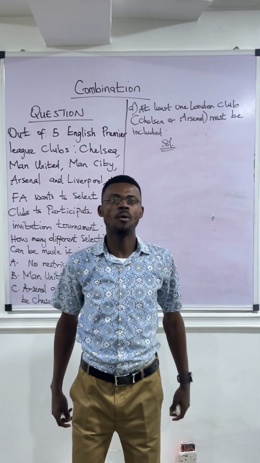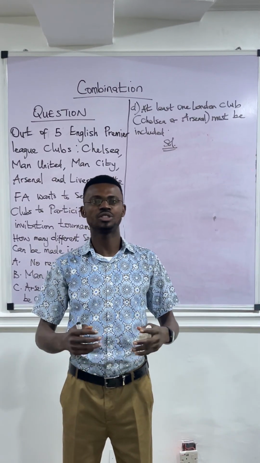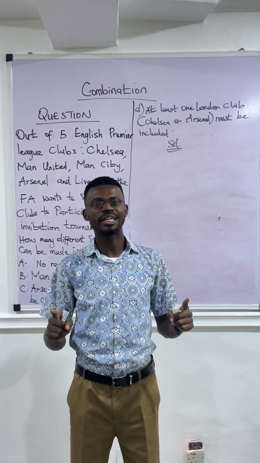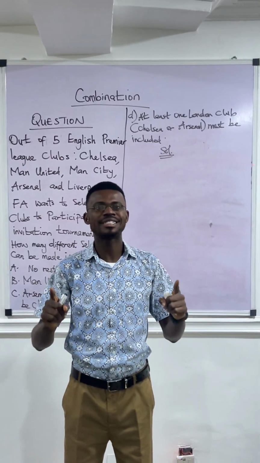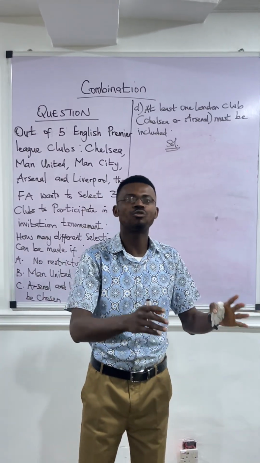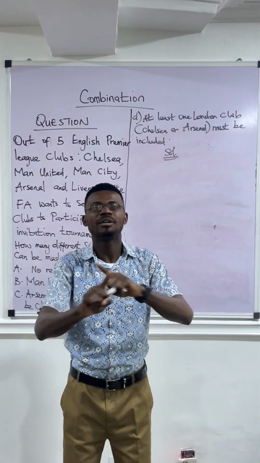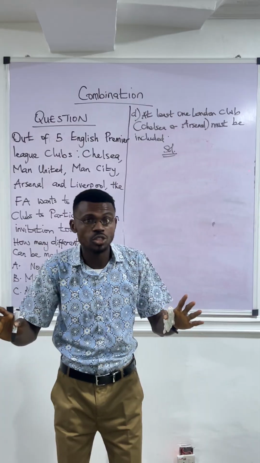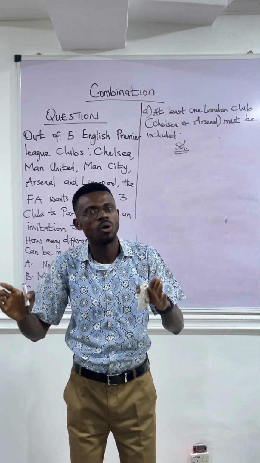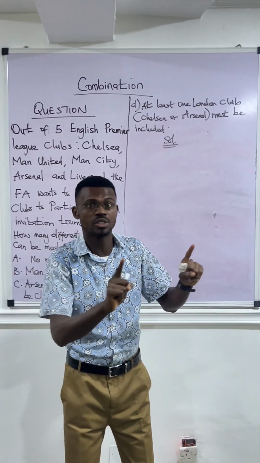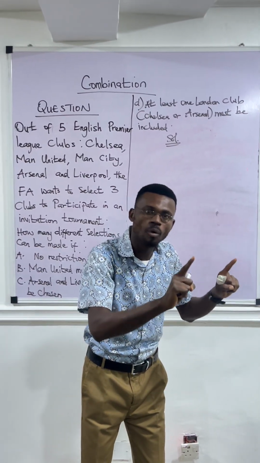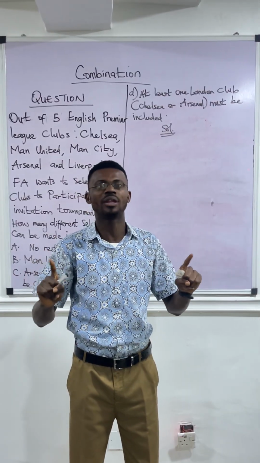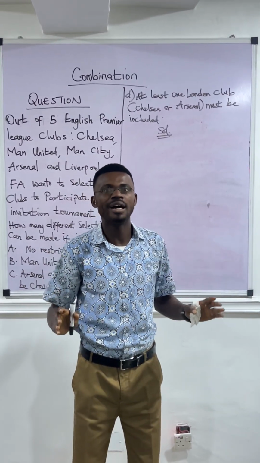Now, we started combination on Monday, and today we're going to take some more questions involving combination. Don't forget, I told you combination has to do with selecting an item from a group without paying attention to the order. So for combination, we are not concerned about the order. However, remember, for permutation, I told you the order is important. So the difference between permutation and combination is the order. For combination, we are not concerned about the order of arrangement.